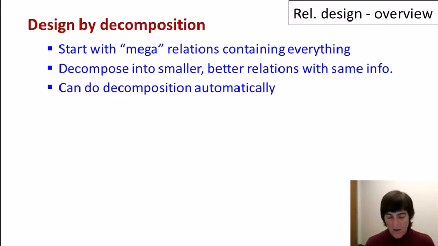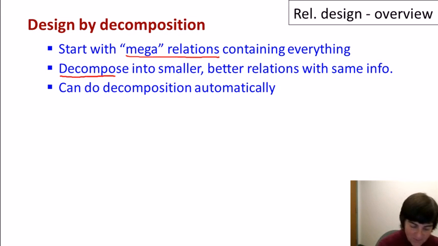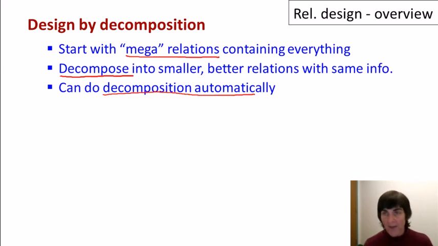So the basic idea of what we're going to do is design by decomposition. Specifically, we're going to do what we did at the very beginning of this example, which is start by creating mega relations that just contain attributes for everything that we want to represent in our database. Then we're going to decompose those mega relations into smaller ones that are better but still capture the same information. And most importantly, we can do this decomposition automatically.